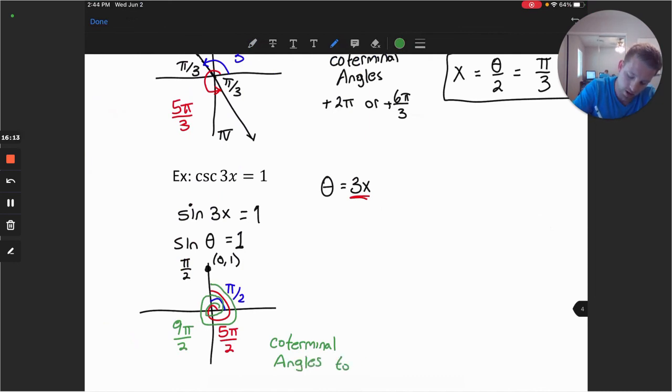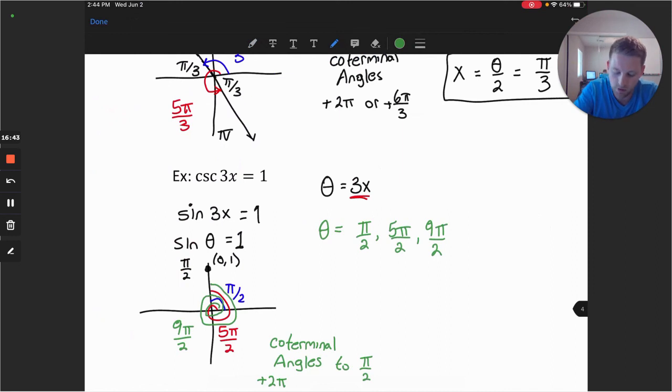To the original pi over 2. So each of those are coterminal. I'm adding 2 pi to the pi over 2, and then 2 pi again to the 5 pi over 2. So here's some solutions for theta: pi over 2, 5 pi over 2, and 9 pi over 2.